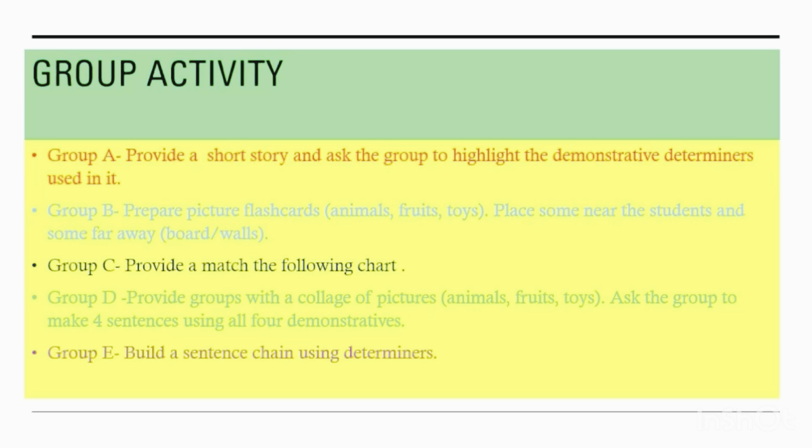Then for group D, you can provide groups with a collage of pictures: animals, fruits, toys. Ask the group to make 4 sentences using all 4 determiners. So give them a collage, and from that collage they can create these sentences using demonstrative determiners. Then for group E, build a sentence chain using determiners. Among the group members, ask them to build a sentence chain. This is my school, that is my house, these are my books, those are my books. Likewise they can frame sentence chains.